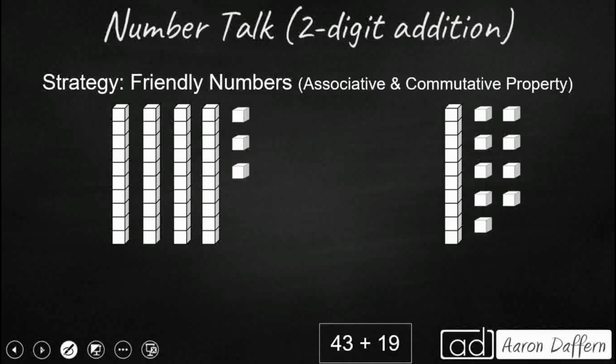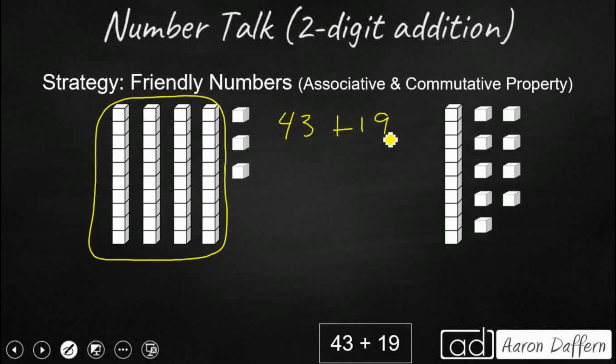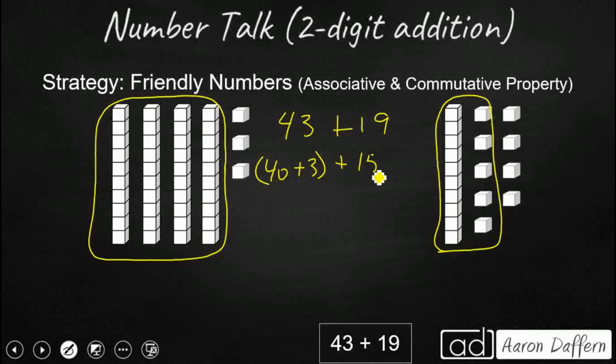So we can also use some friendly numbers. Friendly numbers are numbers that are just easier to add. And so let's take a look at this first addend. So we could take 43 and we can change it to a 40. Just because 40, anytime you can get it to a 10 or a 5, it's going to make it a little bit easier. So I'm going to break this up into a 40 and a 3. And this 19, I'm just going to take that and make it into a 15. Just because, like I said, you can get into a 10 or a 5, you're going to be good to go. So now I've got 40 and 15.